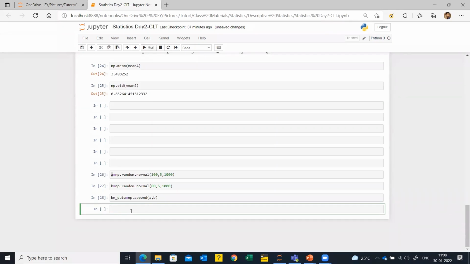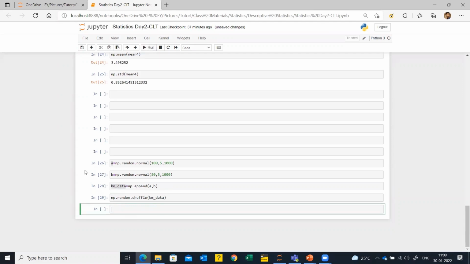Now I want to randomize this and shuffle it. So np.random.shuffle, and I will pass this value, which is this data. And if I hit run, it is running without any issue.